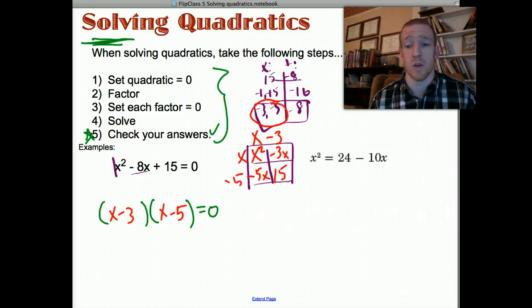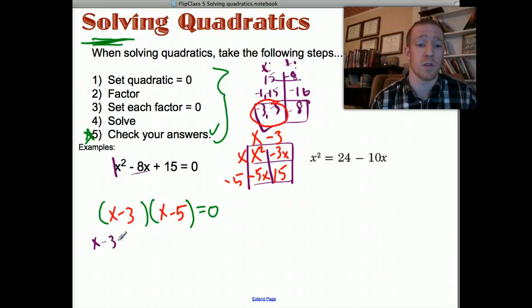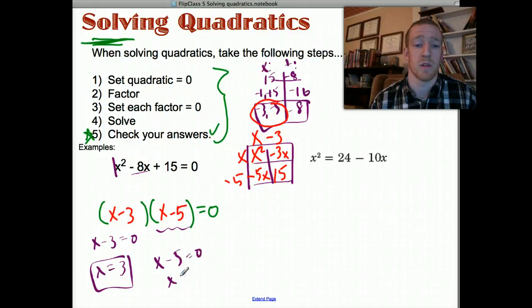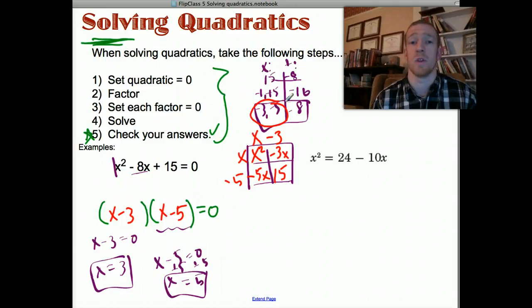So now to solve this equation, it's a piece of cake, right? I know that I want x minus 3 to equal 0, so x has to equal 3. And I want x minus 5 to equal 0, so adding 5 to both sides gives me x equals 5. Those are my two answers. Now I got to check them. Don't forget to check your answers. That's a really important step. You can guarantee whether you have right answers every time or not.